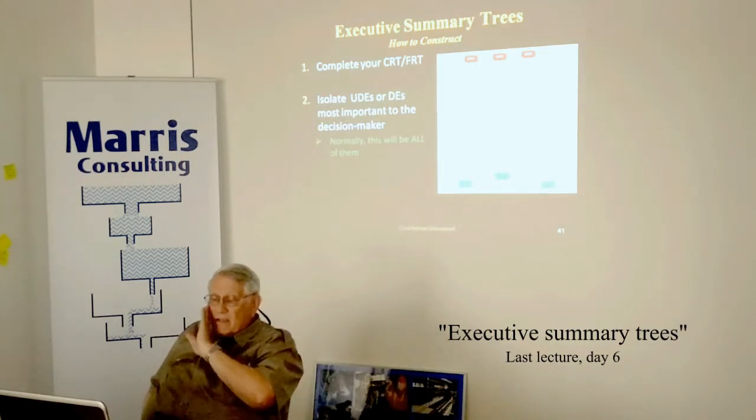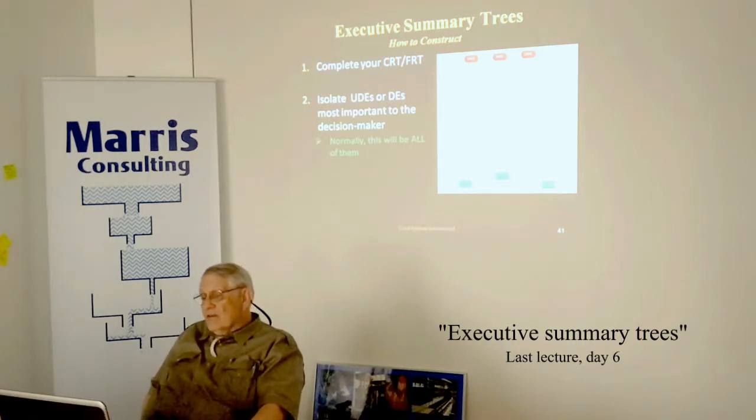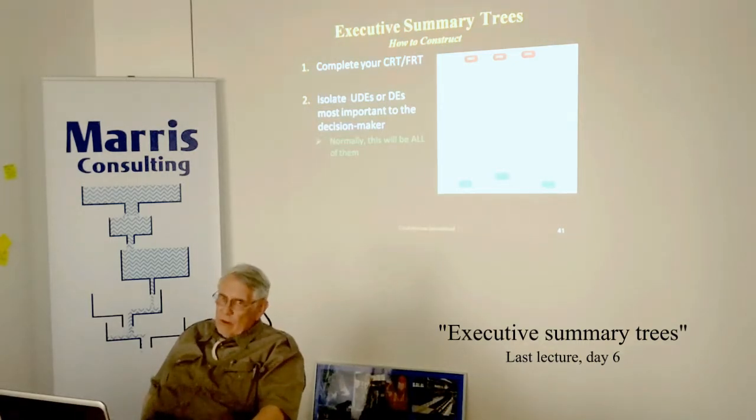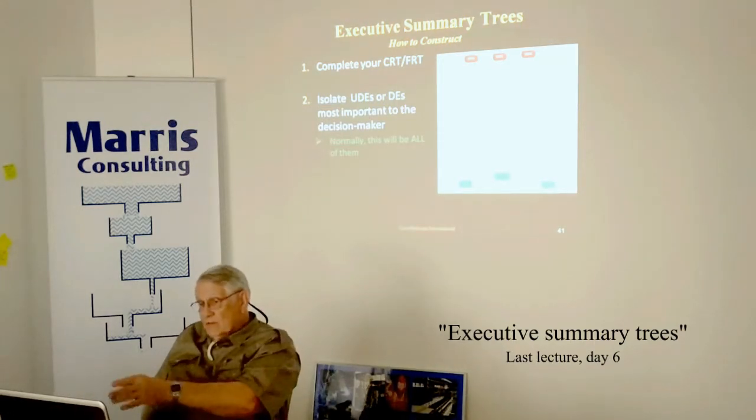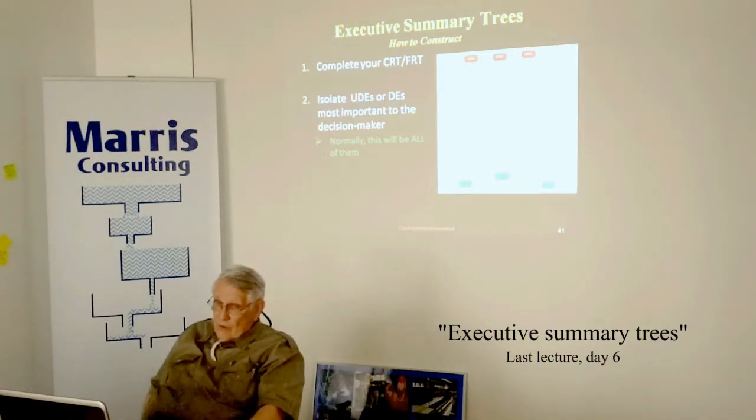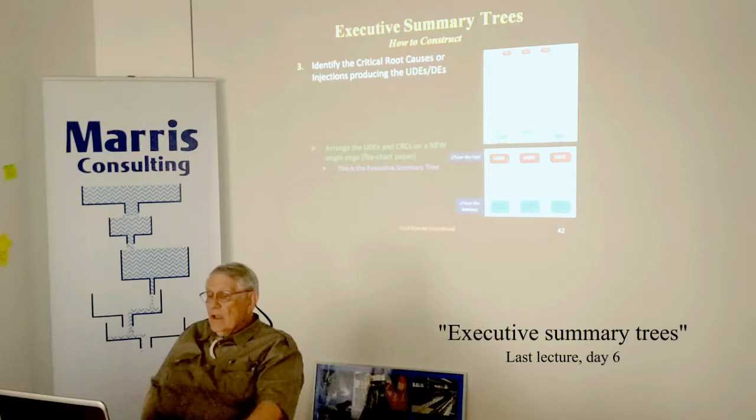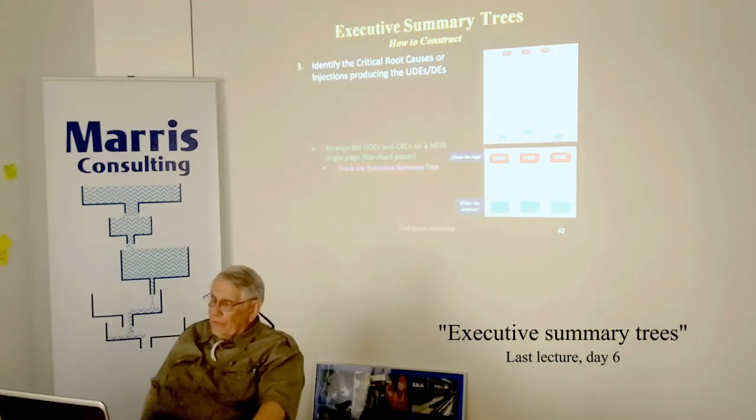Then what you do is you isolate the undesirable effects or the desired effects that are most important to the decision maker, and normally this will be all of them, especially if you've done a good goal tree. Now the example I'm going to use for the rest of this demonstration is of a current reality tree, but it applies equally to future. Step 3, look at your complete current reality tree and identify all of the undesirable effects and all of the critical root causes. Take those and replicate those and put them on a blank piece of paper, or a flip chart. Put the undesirable effects at the top and put the critical root causes near the bottom, and this is going to be the beginning of the executive summary tree.